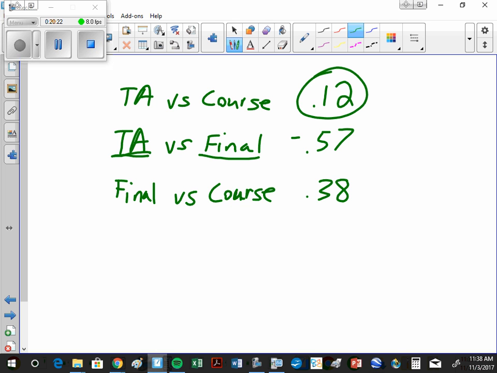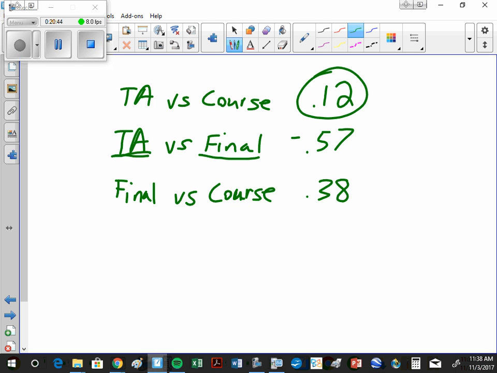Now, why might that be? Why might TAs that are liked end up having kids that don't do as well in the final? They were way too lenient. They didn't push them hard. Yeah. But the TAs who worked the kids really hard were not liked, and they did well on the test.